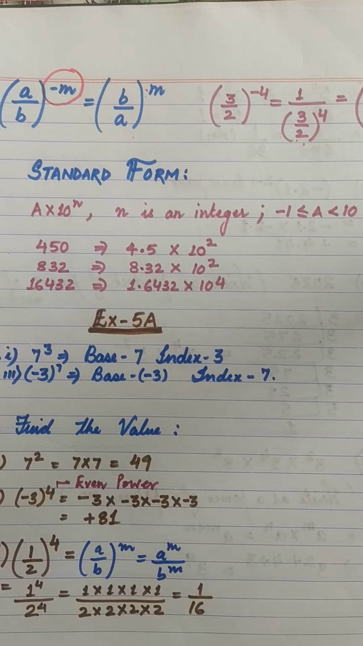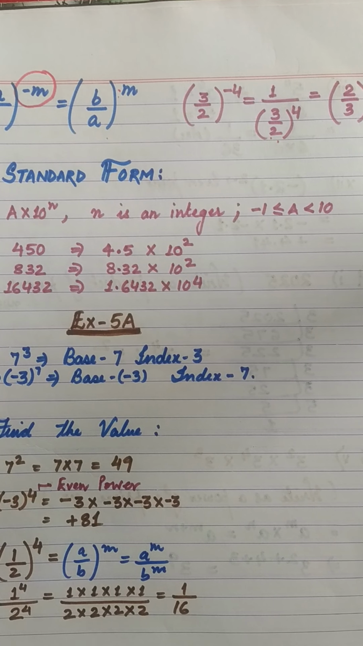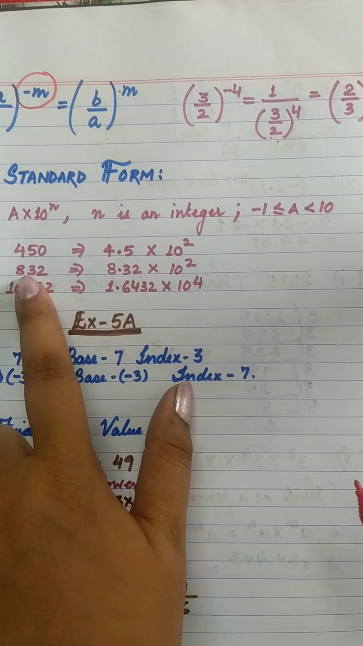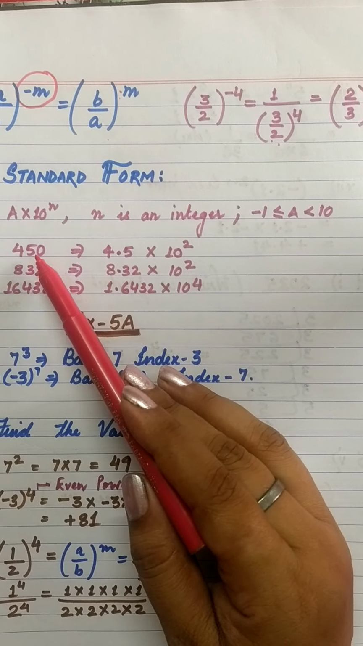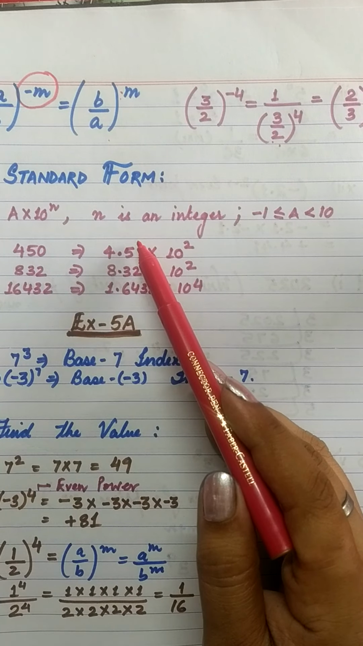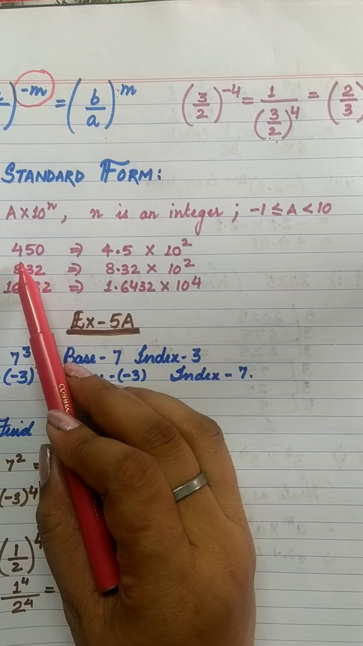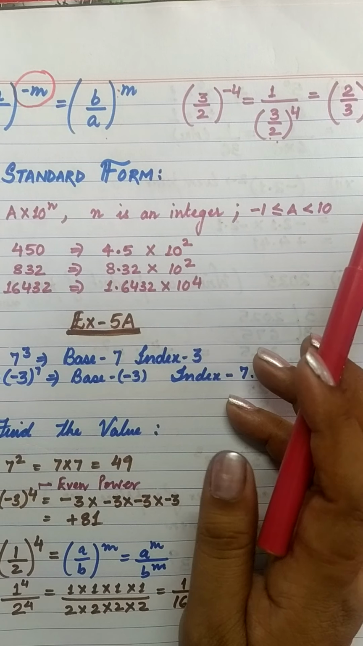Next comes how to represent in standard form. Children, whenever you are going to represent in standard form, we will place a decimal point just after one single digit, and after the digit, the number of digits left towards the right hand side. So we are starting from the right hand side and checking how many digits are left. So we'll take it as 10 to the power of that many digits.